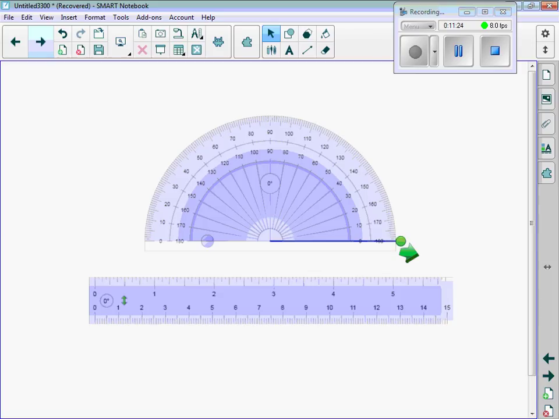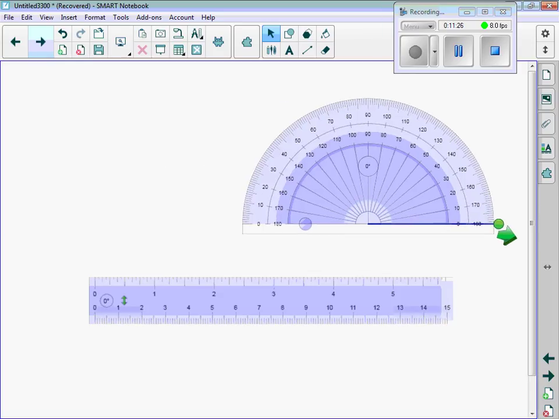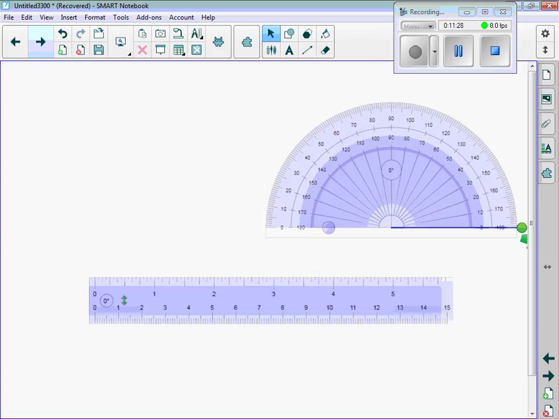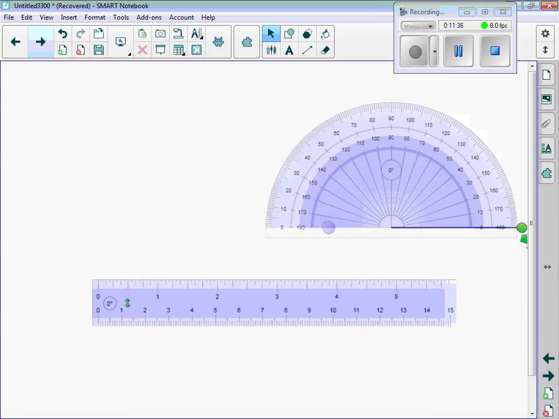So we want to make perpendicular lines. We don't have one, and we don't want to just freehand draw it. We want to be exact. And so how do we do that? There's a few ways to do this. I'm going to show you one, maybe the simplest way. And again, this time you're going to need your ruler, and you're going to need your protractor.